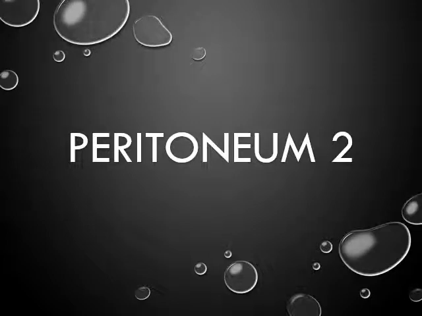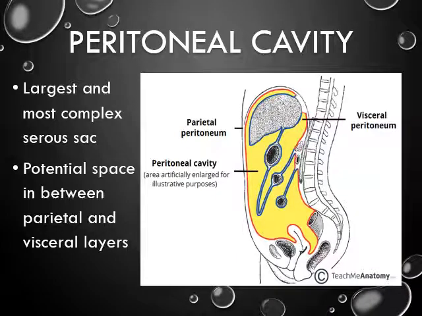Now we are starting with the second half of the peritoneum. Until now we have seen what the peritoneum is, what peritoneal folds are, and what all the retroperitoneal organs are. Moving on, we are starting with the next part, the peritoneal cavity.